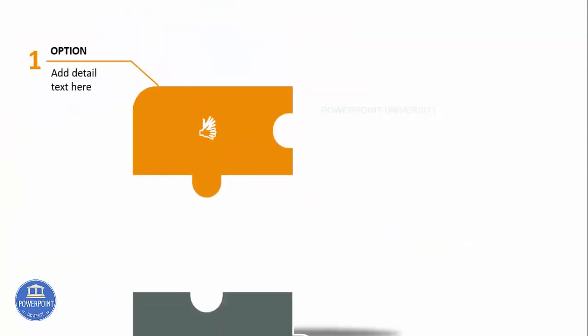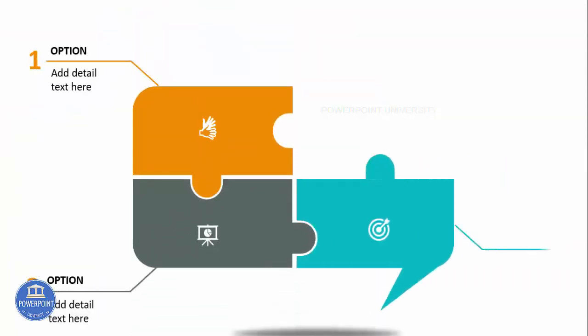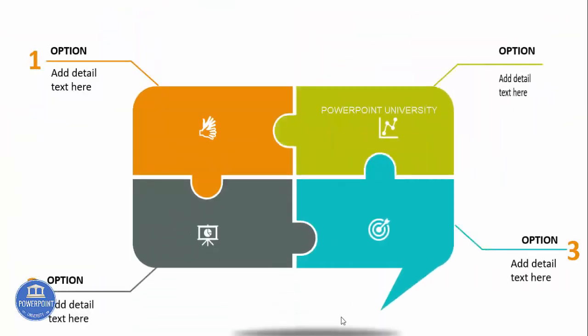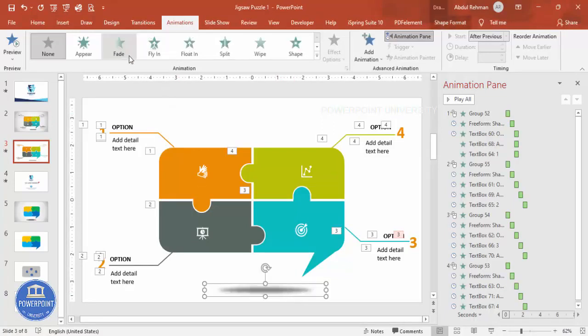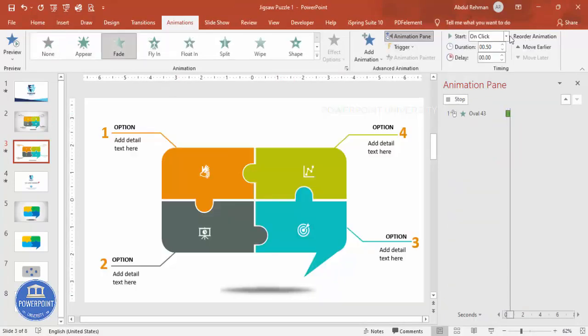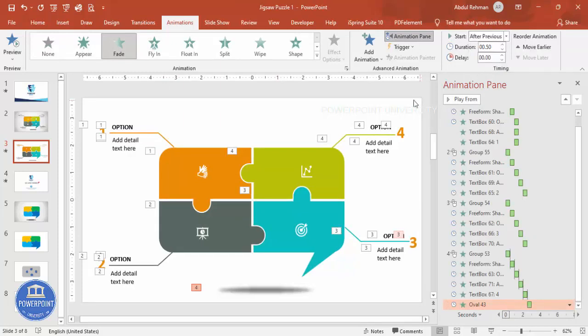Now let me just play. Comes like this, 2, 3, and 4. And this effect also, you can give some fade, and this should happen after previous. So you can see here, with the simple animation, we have completed the jigsaw puzzle design in PowerPoint.